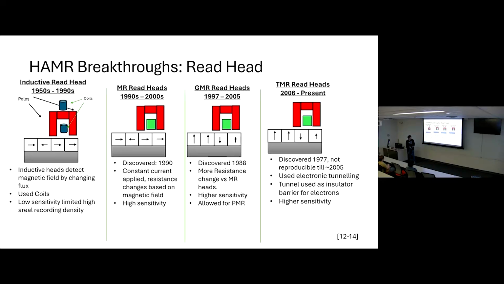And then GMR heads came in around 1997, and that allowed a higher sensitivity, which allowed for perpendicular recording. And now we have a TMR head, which uses electron tunneling, and that has an even higher sensitivity, which allows for us to have higher areal recording densities, and that also allows HAMR to work.